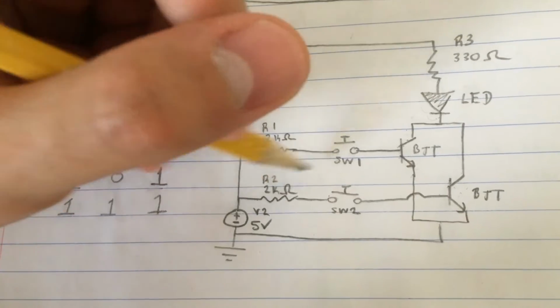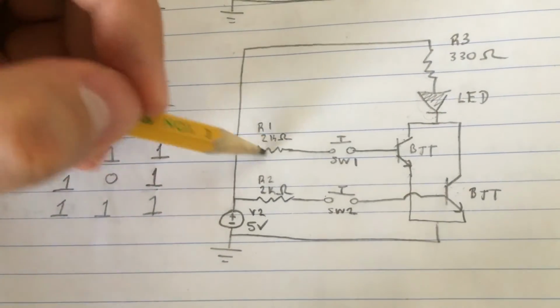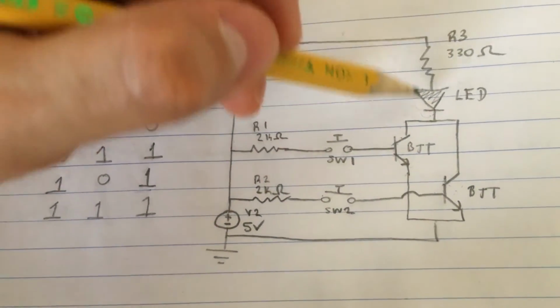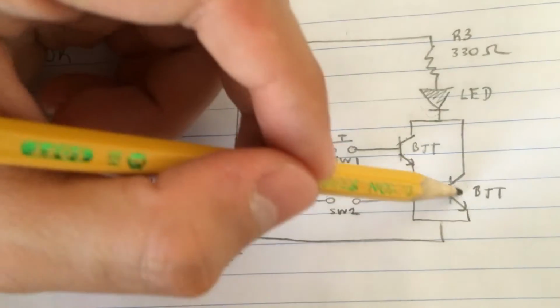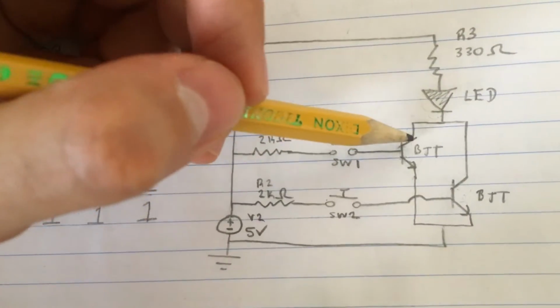Current is going to flow into this resistor, into this switch, and into the base of this transistor. It's not going to flow into this resistor. It's just going to get stuck here. Current is going to flow into this resistor, into this LED. Since both transistors are in parallel, it's going to go into the collector of this transistor.